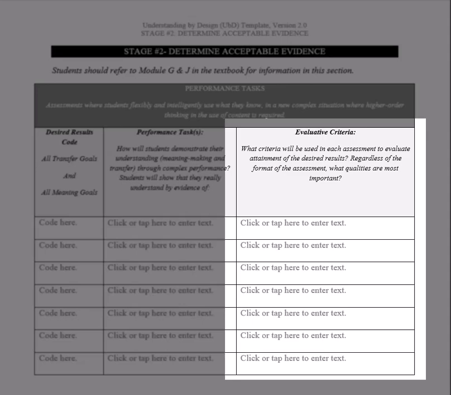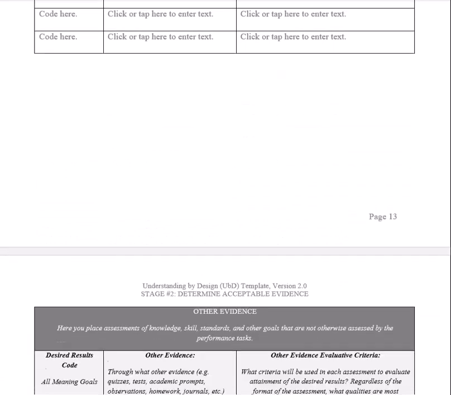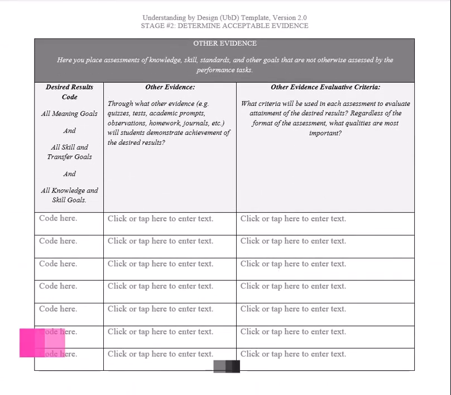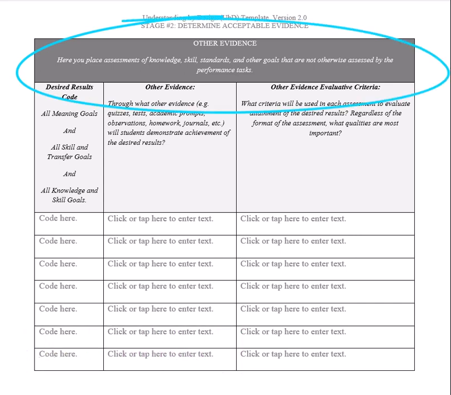the performance task. The next section of the Stage 2 template is Other Evidence. In this section, we identify the other evidence, like concepts, terms, and definitions that students must have mastery of in order to be able to complete the performance task.